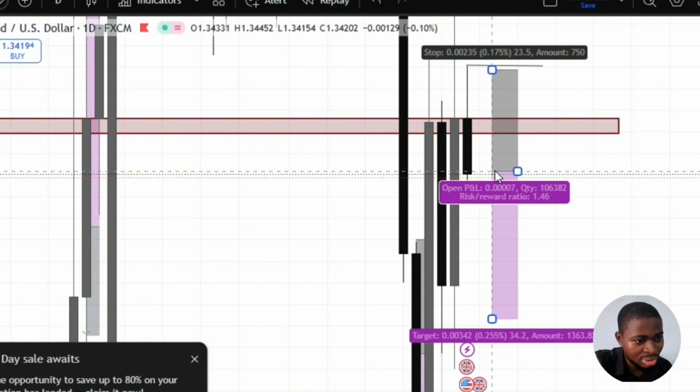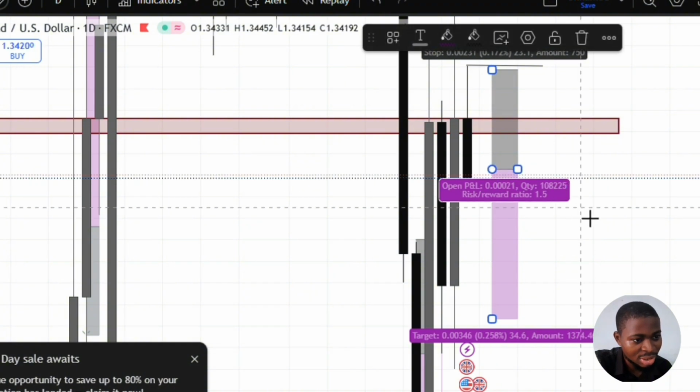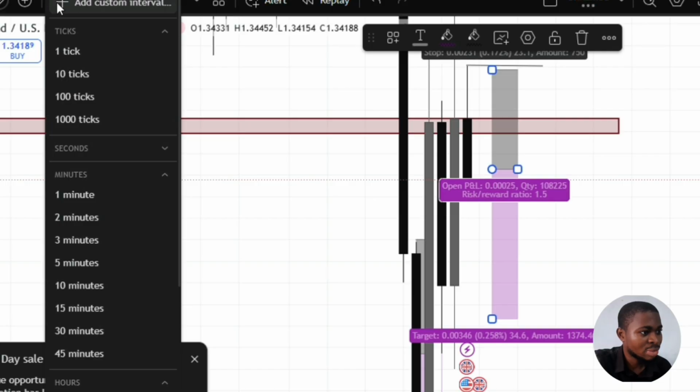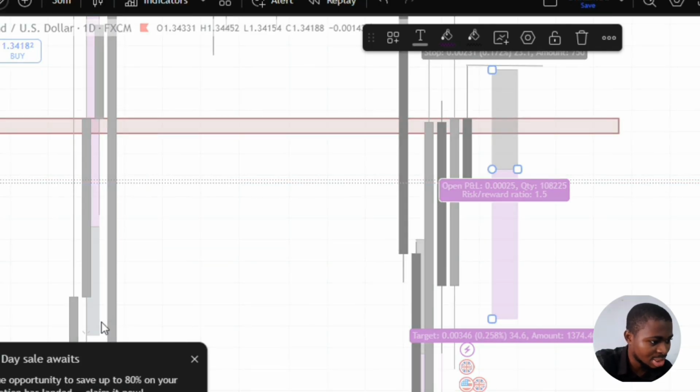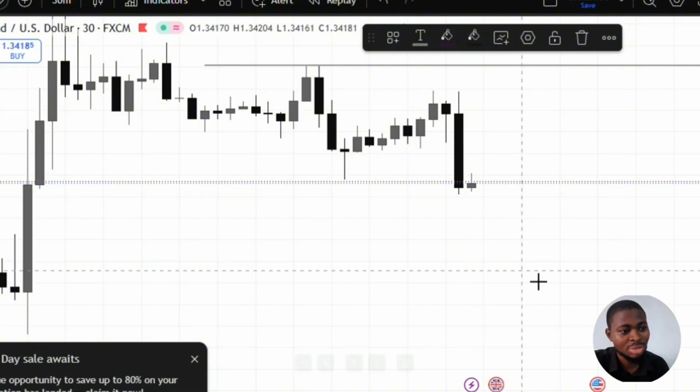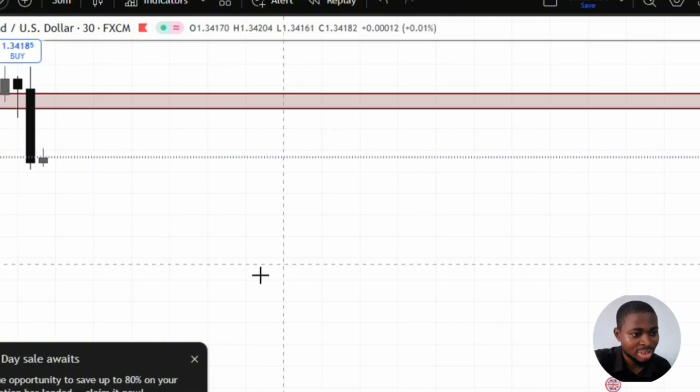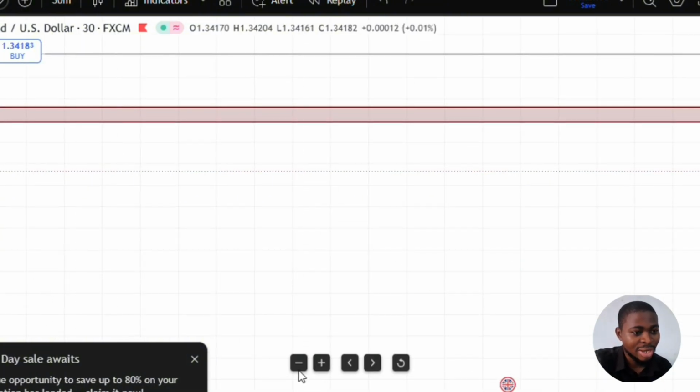Then I pointed out the area where price is at the moment, then I'm good. I just go back to my lower time frame, let's say my entry time frame. Now in this case 30 minutes. I oftentimes take trades from the 30 minutes time frame, right? Let me look for that area where I marked that.